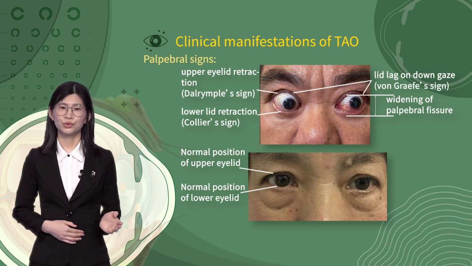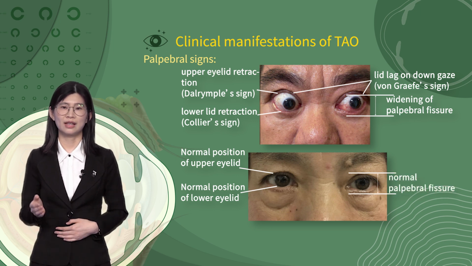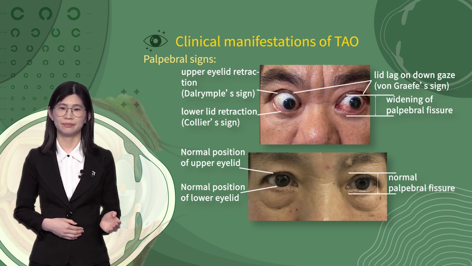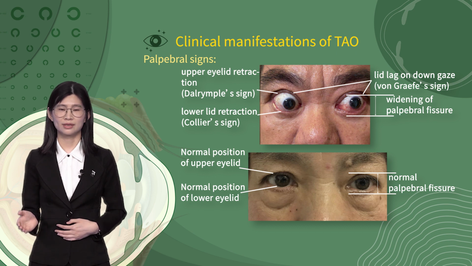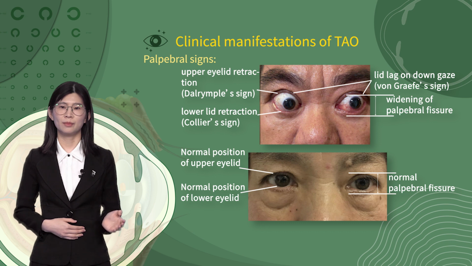In TAO, due to overactivity of Müller's muscle and fibrosis of the levator palpebrae superioris muscle, there are both upper and lower eyelid retraction. And when the patient looks down, the upper eyelids cannot follow the eye. This phenomenon is called lid lag on downward gaze, von Graefe sign.